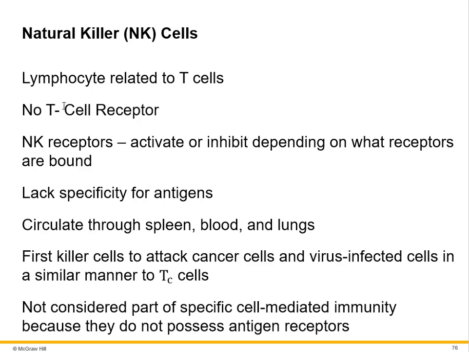So what do they have? On their surface, they do not have a T cell receptor, but they do have these NK receptors that are either going to be activating or inhibiting. And so if an activating receptor is bound, then it activates the NK cell and they will kill. Or they can have inhibiting receptors. If the inhibiting receptors are bound, then they don't kill. And so that is what I have learned about the natural killer cells. But the main idea here is that they kill similar to the T cytotoxic cells, but they don't have a T cell receptor, so they are not specific.